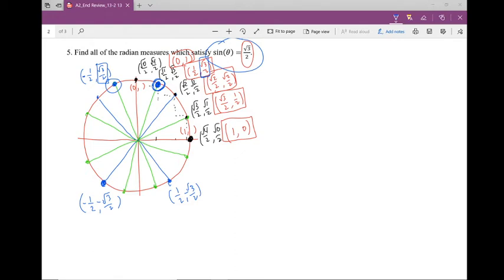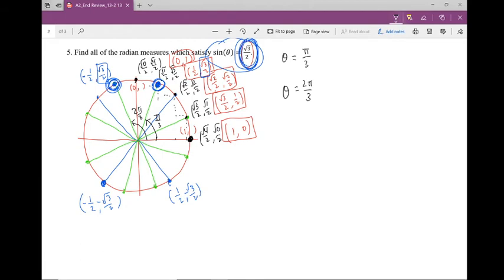Going back to the question, they asked when is the sine of theta positive square root 3 over 2. So that means only these two values. And so my answer is this radian measure here, which is 60 degrees, or pi over 3, or this measure here, which is 120 degrees, or 2 pi over 3. And so my answer should be pi over 3, or 2 pi over 3. But here comes the second step.